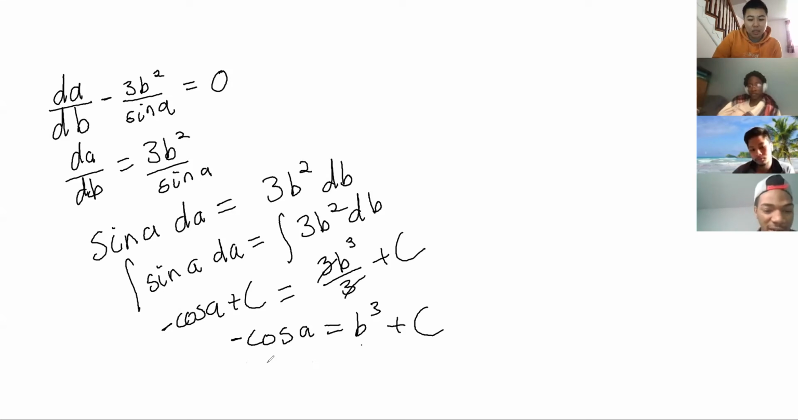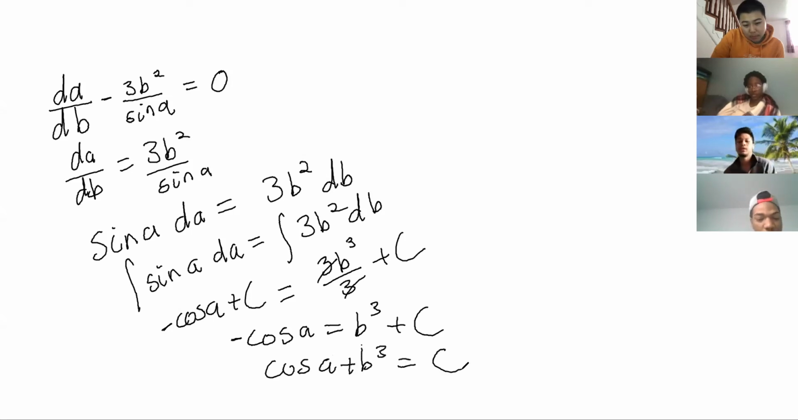So we can make this entire thing positive. So if we have cosine a plus b cubed equals c, that's weird. And so what William said is right, that c is just a constant and it's variable, and so it doesn't matter how you write it. I don't know why I wrote so crooked like that. My bad. No worries. You're all good.